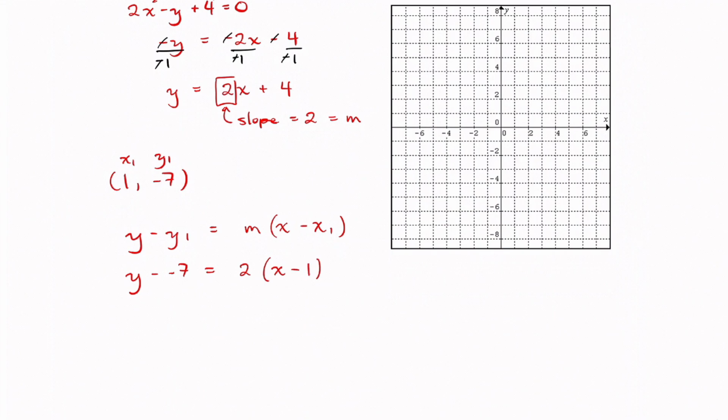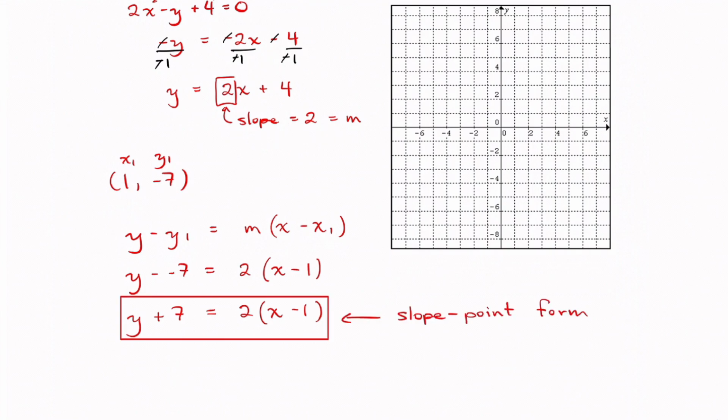And then we're just going to start to simplify. So these two negatives can give me a positive. So that's y plus 7 equals 2 times x minus 1 in brackets. So that right there is our slope point form.